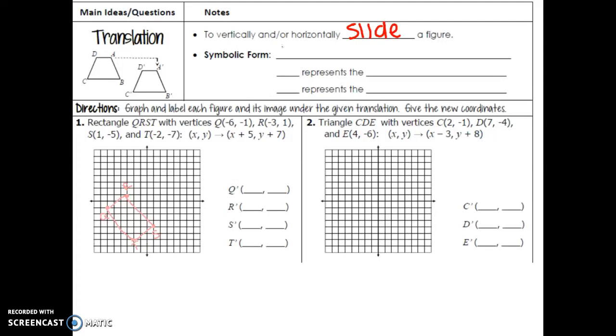And our symbolic form is we start off with our coordinates, so x, y. We slide it, and then we follow our rule, so x plus h, y plus k.